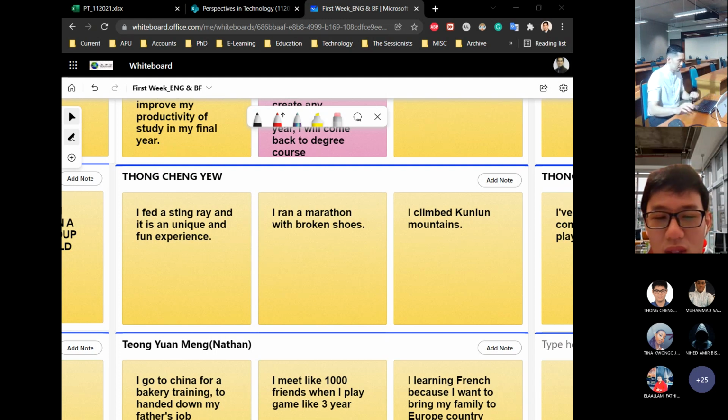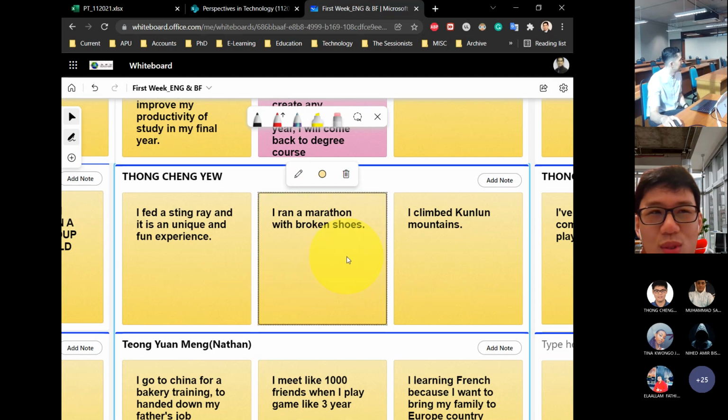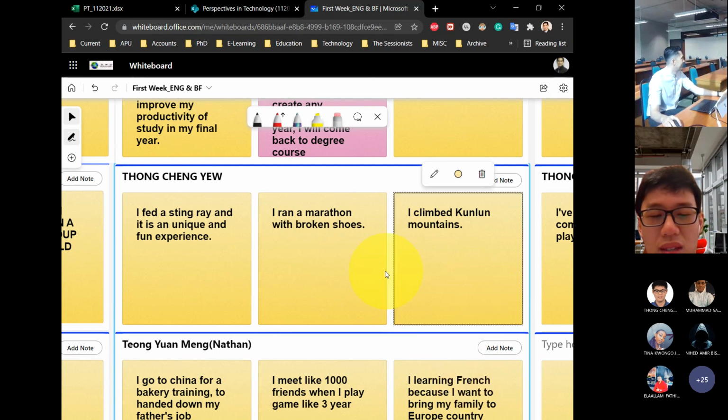Hi sir, my name is Tong Cheng Yu. I'm 19 years old this year and I'm from Selangor, same as Cheng Hao, and my 3 statements are: I fed a stingray. It is a unique and fun experience. I ran a marathon with shoes that have broken, but they're not broken, they have no soles. The soles were torn, so I tore them off. And the 3rd statement is I climbed Kunlun mountains.